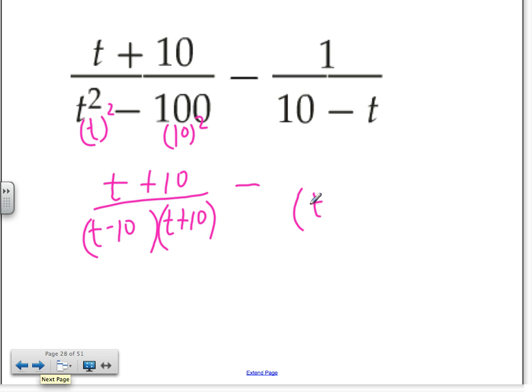T plus 10? Or T minus 10? Minus 10. Yeah, because we want to replicate this, right? T minus 10. And we put what outside? Negative 1. And this is what we got. Question so far?